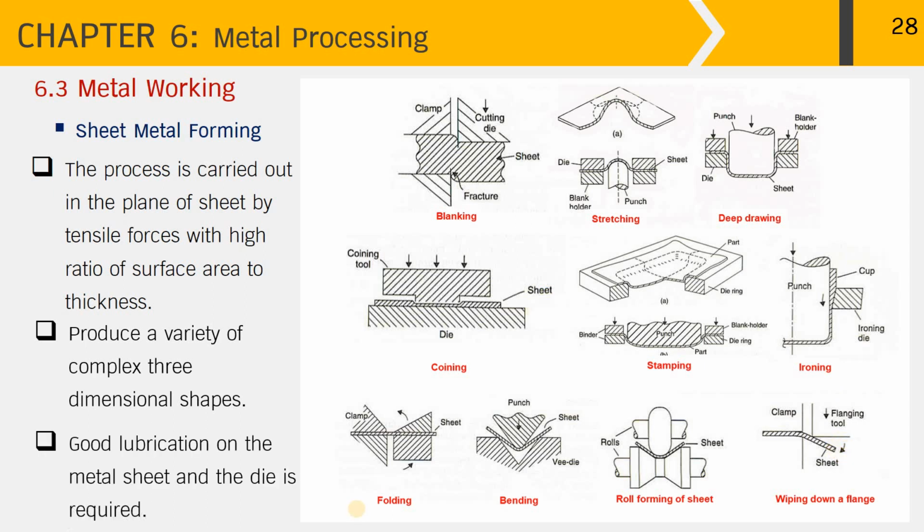So there is a variety of complex three-dimensional shapes that can be produced by sheet metal forming, depending on the tool setting, the profile of the punch and the die, and also the movement of the punch. For sheet metal forming, as you can see, good lubrication on the metal sheet and the die is required in order to preserve good surface condition of the metal sheet after the sheet forming operation.